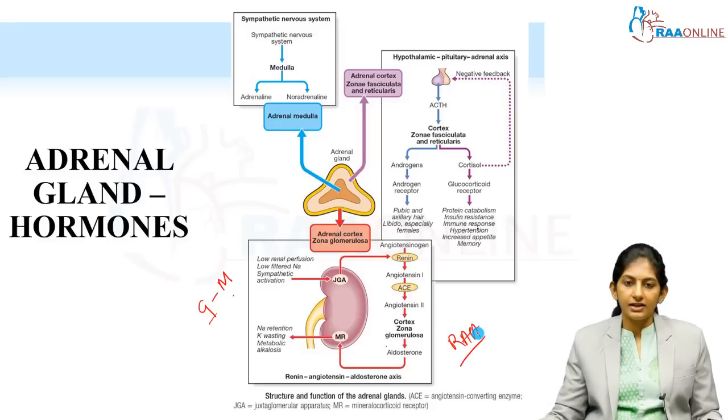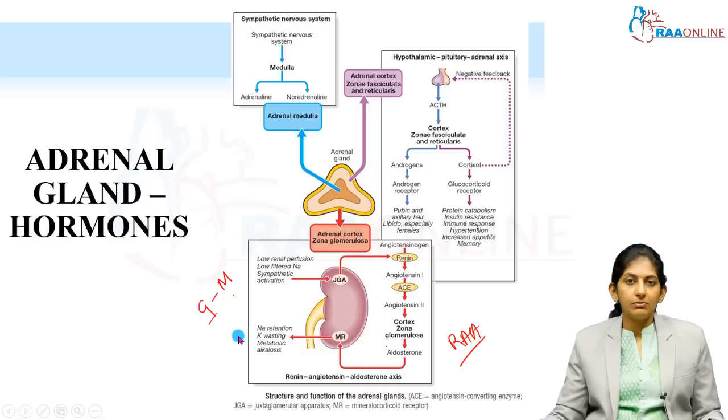So in this RAA axis, any renal hypoperfusion, so if there is low renal perfusion, low renal sodium which is filtered, what happens? This will be sensed by the juxtaglomerular apparatus. It will start secreting renin, and renin will convert angiotensinogen to angiotensin 1, and that will lead to angiotensin 2, which will cause the adrenal cortex, the zona glomerulosa, to secrete aldosterone. So aldosterone is a mineralocorticoid. It will immediately go and reabsorb sodium. It will cause potassium excretion. So potassium is getting wasted.